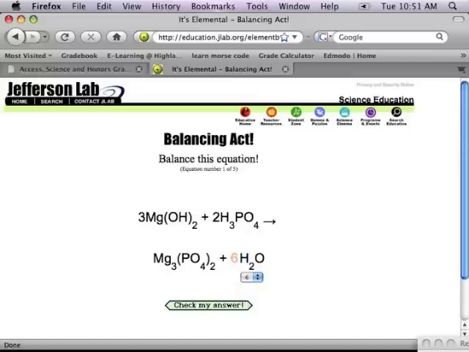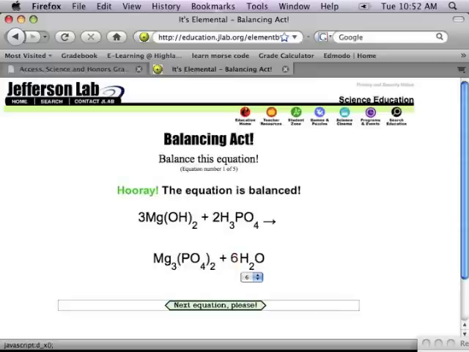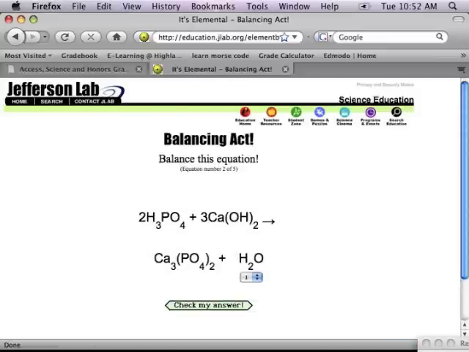Now, I'm not too concerned about looking at my oxygens because I just want to see, hey, for a random chance, will that work? So I'm going to check my answer. And it did work. So obviously, if I would count my oxygens right now, it would also balance. So let's go to the next one.